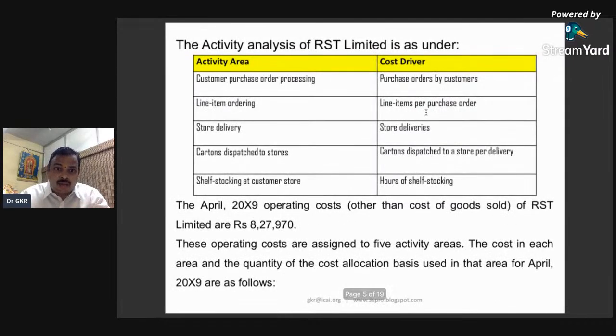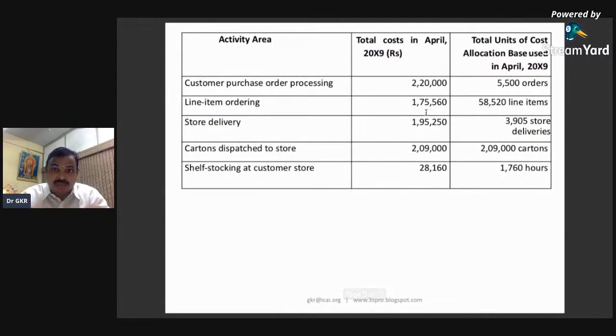So your 8,27,970 breakup is given. Now, practically speaking, arriving at this breakup and arriving at the cost driver, the right hand side, the third column, is your cost driver. And this is your activity related cost. Arriving at these two is the biggest challenge in practice. But it has been given to you very nicely.